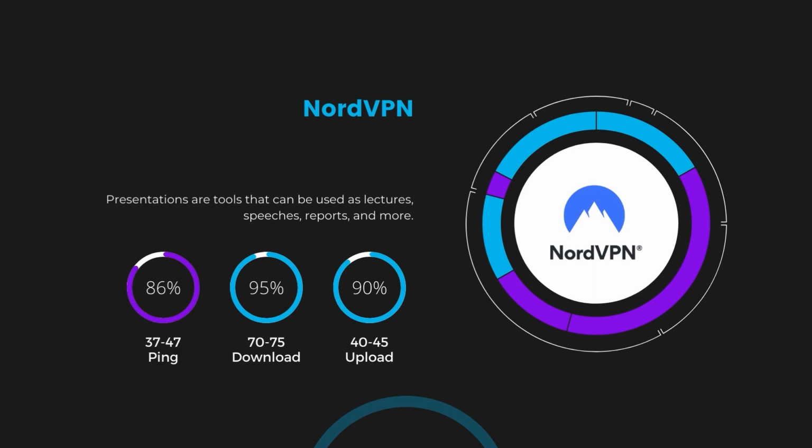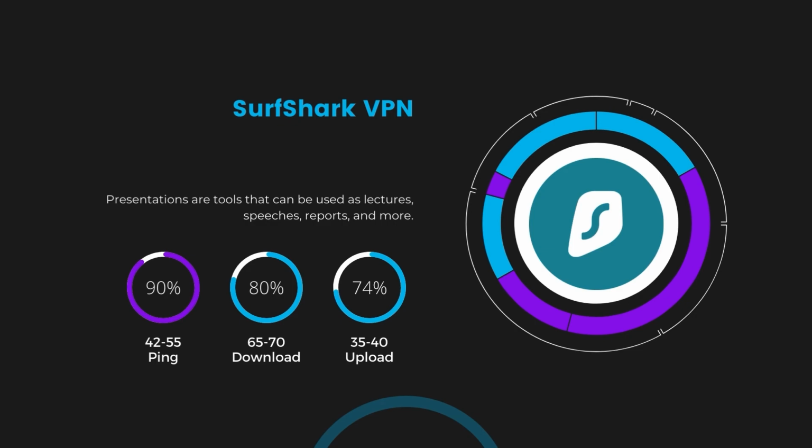This efficiency is attributed to NordVPN's NordLynx protocol, ensuring residents of Miami can enjoy rapid online activities and streaming with minimal interruption. Next in line is Surfshark, which exhibited a more considerable effect on ping, maintaining it within the 42 to 55 milliseconds range. Surfshark stands out for its negligible reduction in download and upload speeds, which are at 65 to 70 megabits per second and 35 to 40 megabits per second. This makes Surfshark a strong option, particularly with its offer of unlimited simultaneous connections.